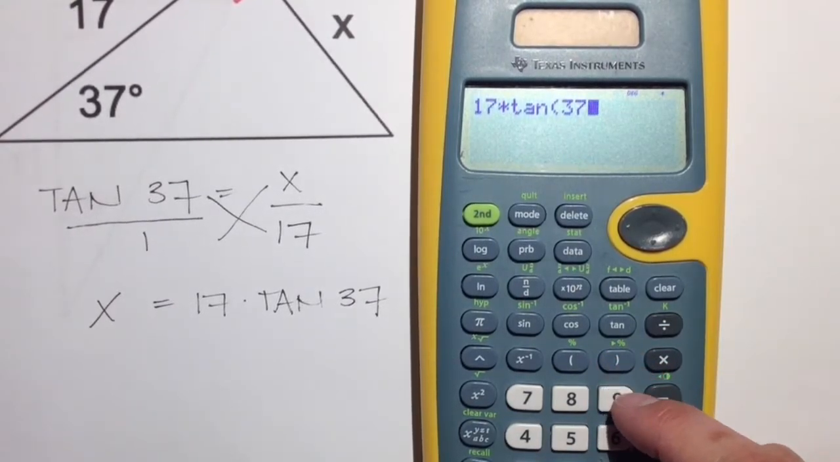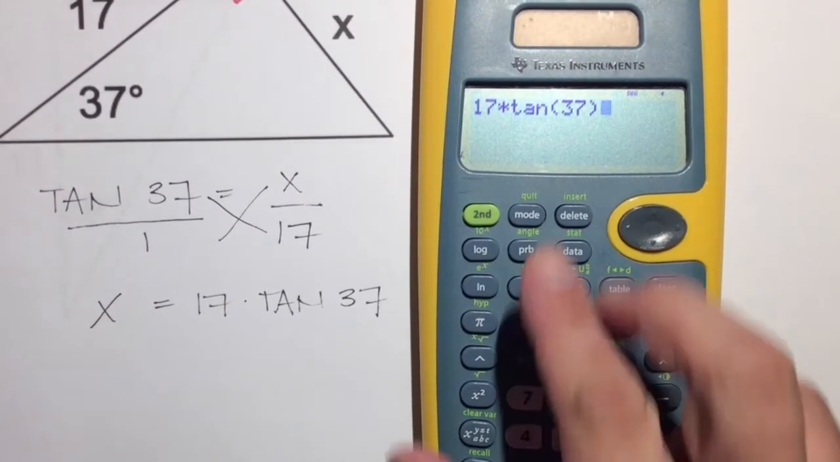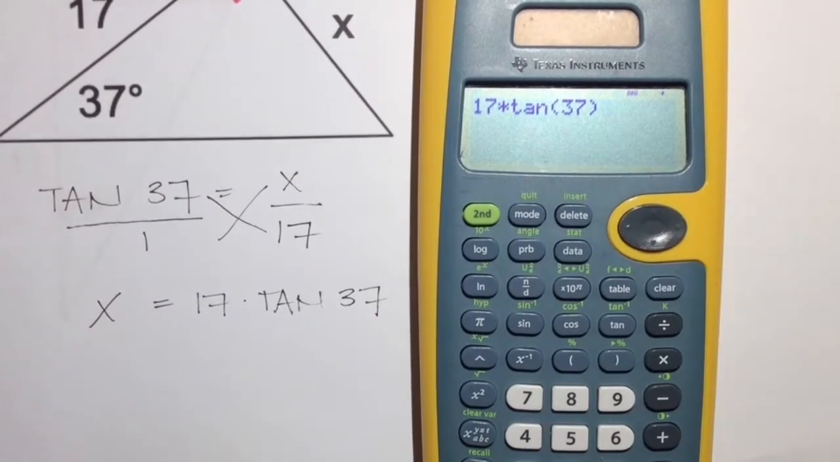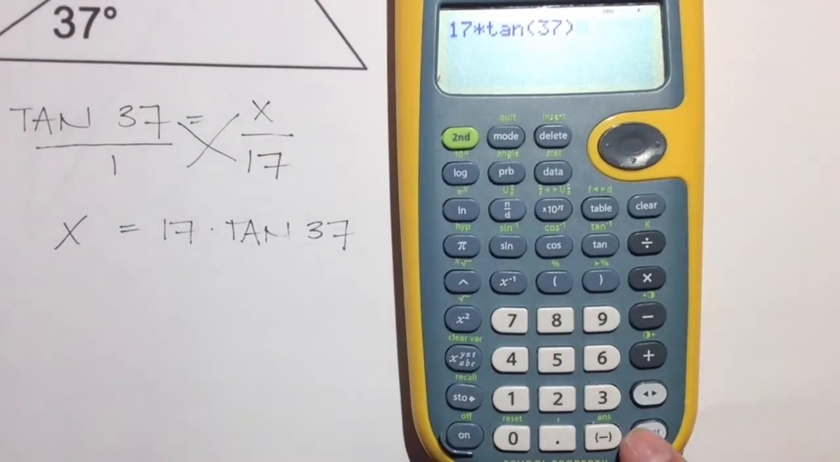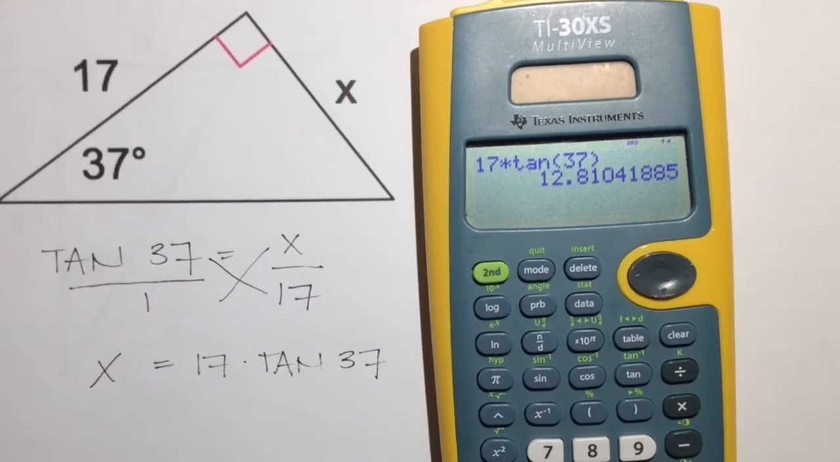And just for good measure, your calculator would still work. It's not going to give an error, but I like closing the parentheses just because I like the symmetry behind it. Okay, and then we press enter. And then we have our answer.